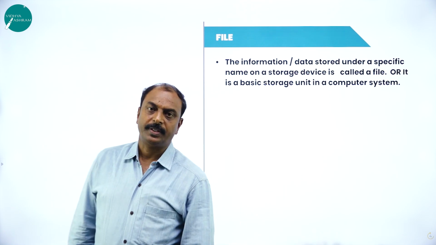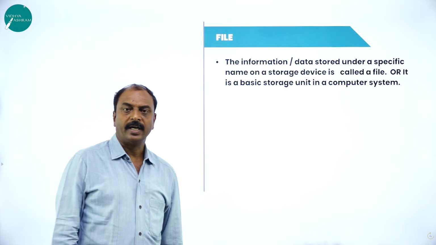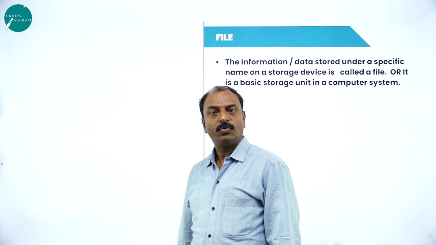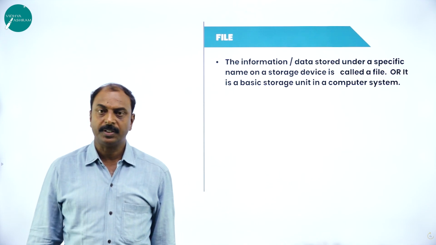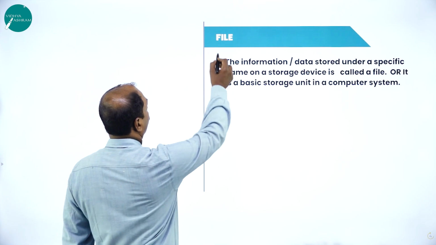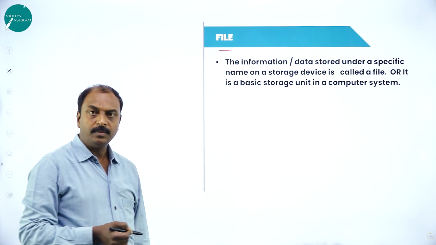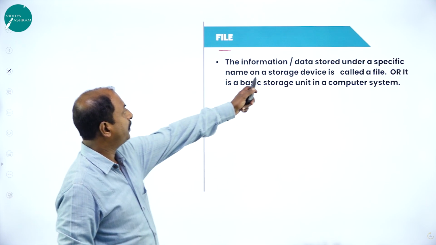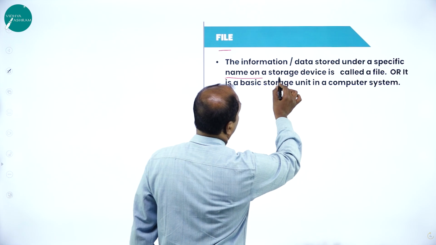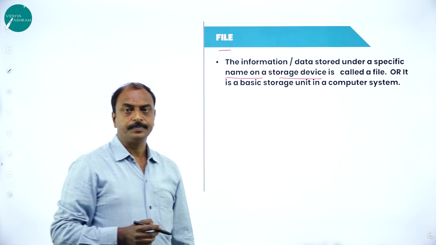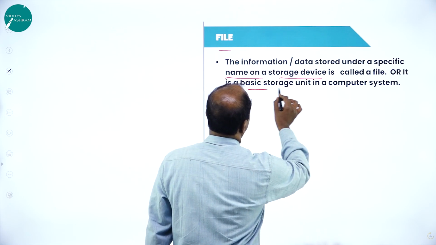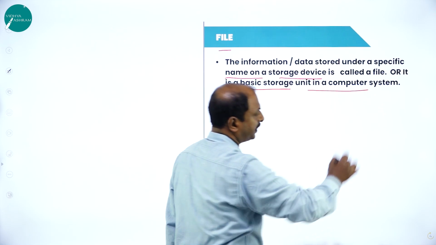What is a file? Students, you might be familiar with computers, and you know how we are going to store information in computers. Here we are going to store information in the computer memory, in the hard disk, in the form of a file. So what is a file? File is nothing but the information or data stored under a specific name on the storage device is called a file. Another definition, we can also say that it is a basic storage unit in a computer system.